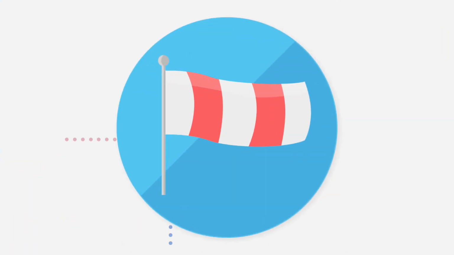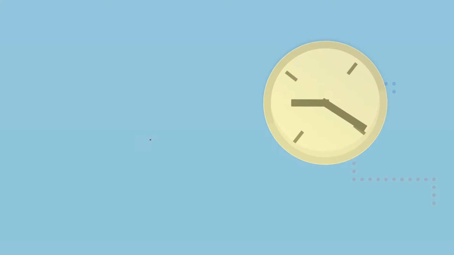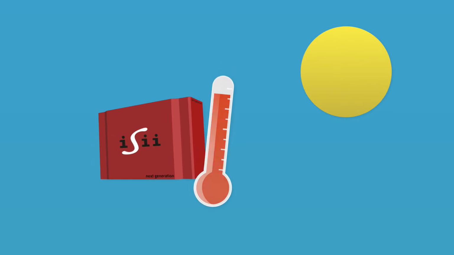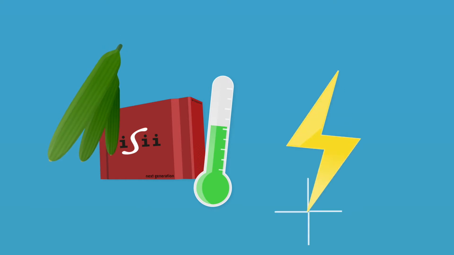In addition, the weather forecast enables you to anticipate on the influence of the weather in advance. When you know that the sun will emerge within an hour, the iSii turns down the heating in advance to prevent temperature variations. This leads to a uniform climate for growth and even more energy savings.